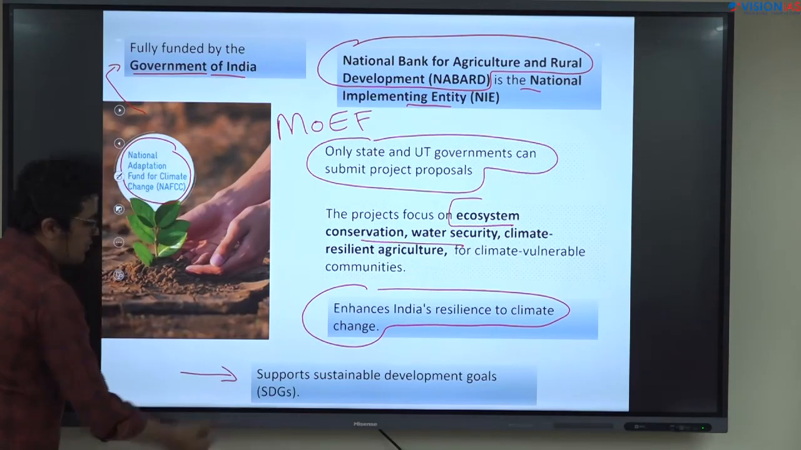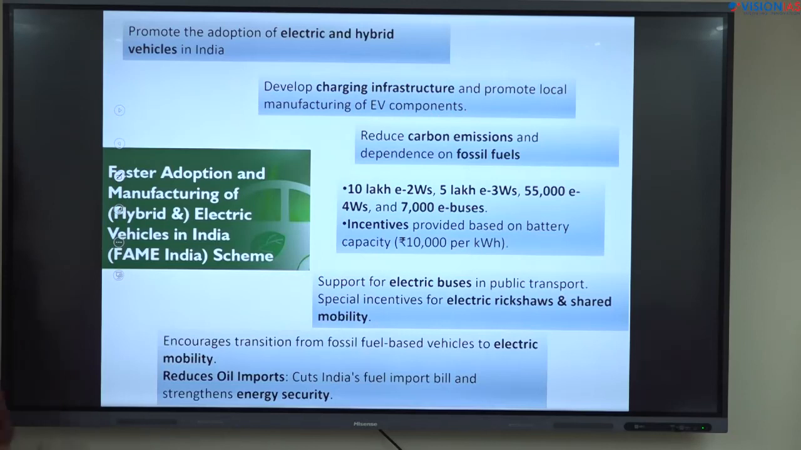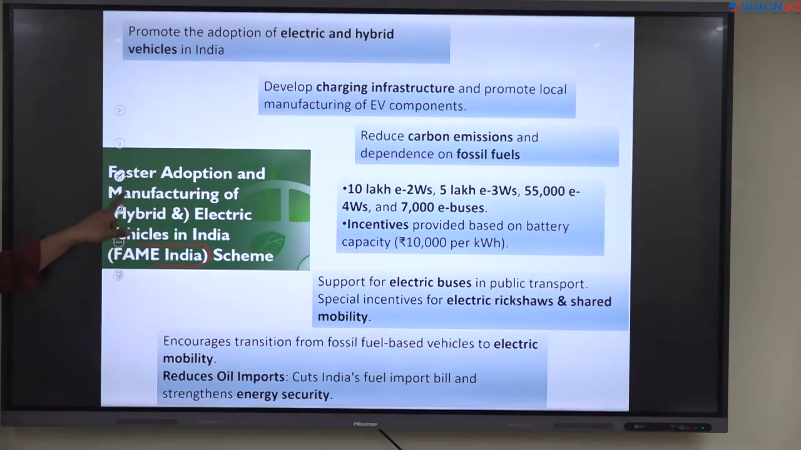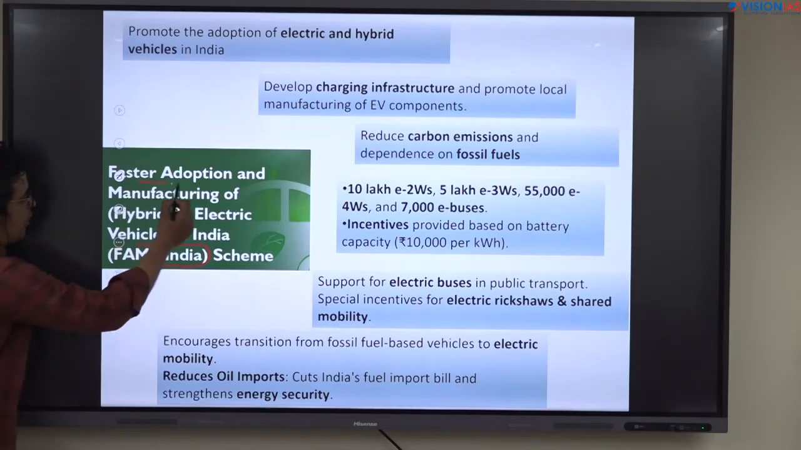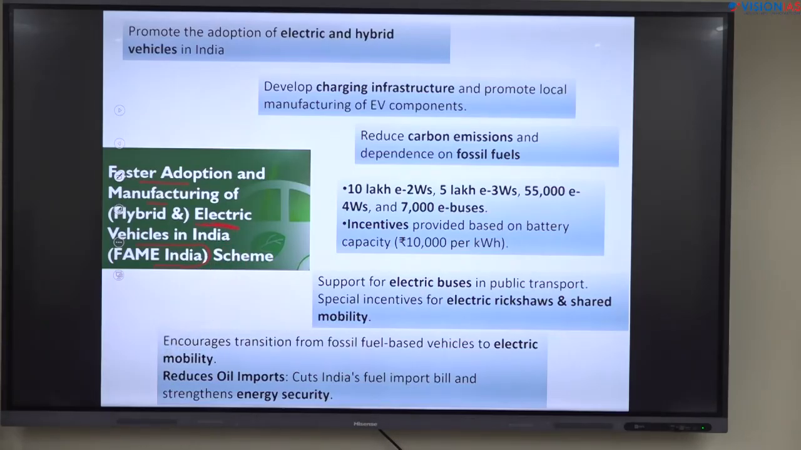Overall, this fund is based on the principle of SDG. SDG is Sustainable Development Goals. So it is inspired from that. Clear on this? Okay. Let's see some other initiative. FAME. FAME stands for Faster Adoption and Manufacturing. Faster adoption and manufacturing of what? EV, electric vehicles, so that their penetration increases.